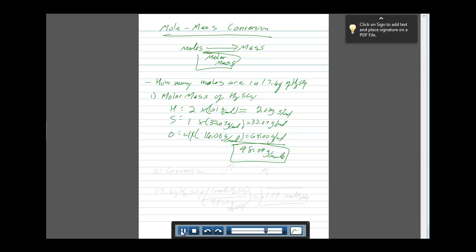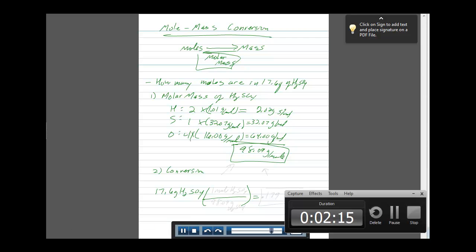So now we have it. Well, now that we've done that, we actually need to do the conversion. Knowing now the molar mass, we can solve our problem. Well, if we start with 17.6 grams of H2SO4, in order for us to get to the unit of moles of H2SO4, we need to, of course, know the molar mass.